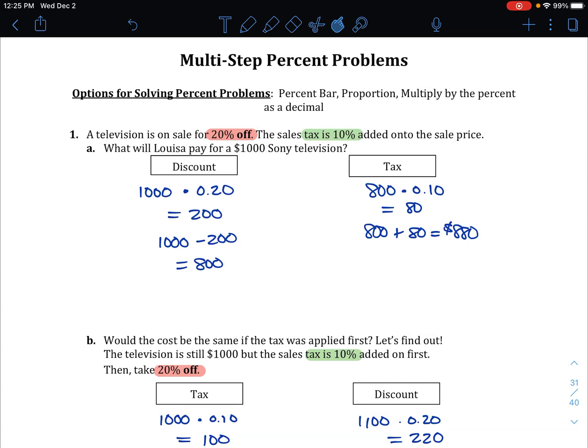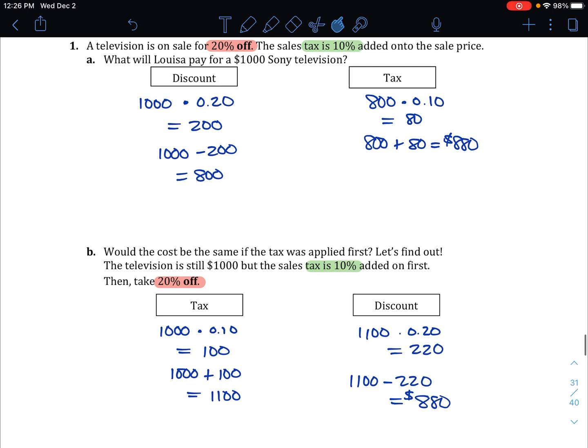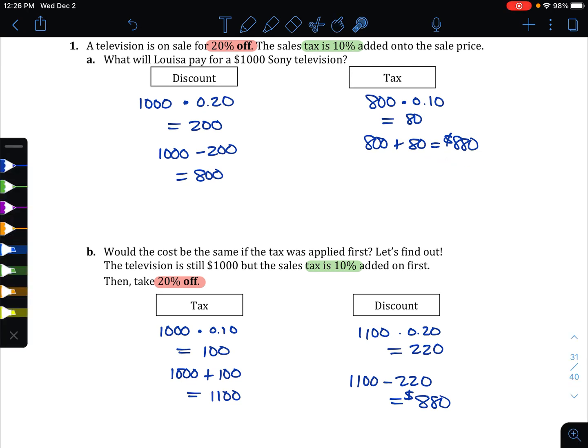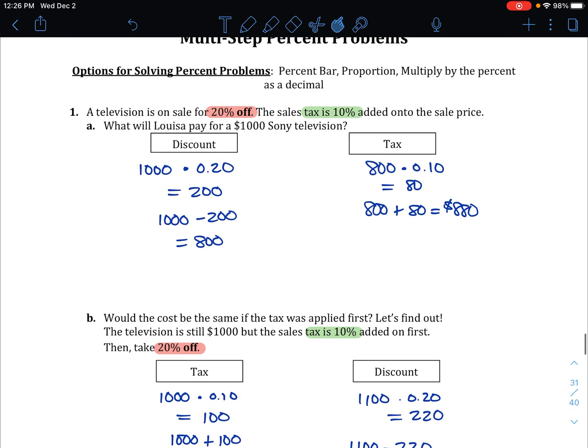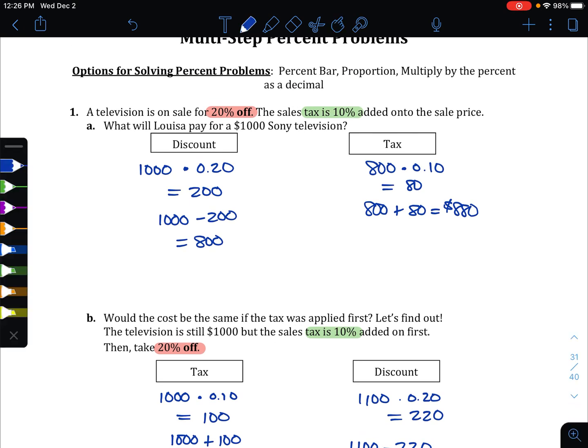In our last class, we talked about multi-step percent problems, and then we said that the order of a multi-step problem doesn't actually matter as long as it's all based on percentages. So for a discount and a tax, for this example right here, we get the same answer whether we do the discount first, then the tax, or the other way around. We still get the 880 either way. And the reason for this is because of the cumulative property.